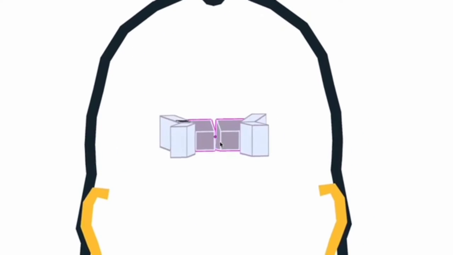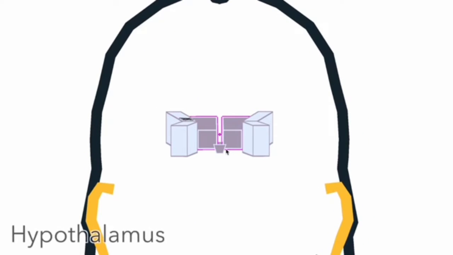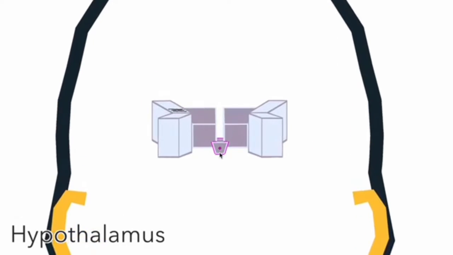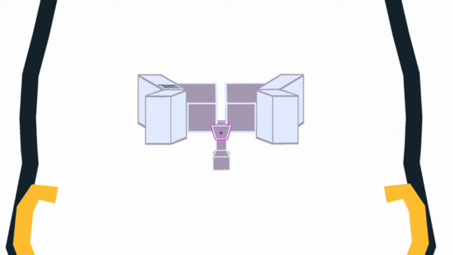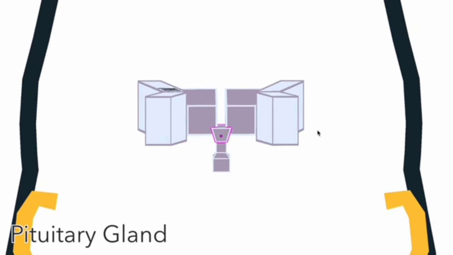Beneath the thalamus is the logically named hypothalamus. Hypo meaning under or below or beneath. It's tiny but hugely important, with involvement in a huge range of fundamental bodily processes. Hanging off the hypothalamus is the pituitary gland.